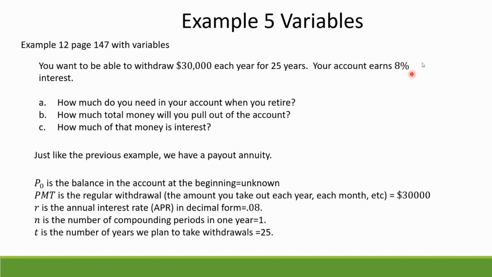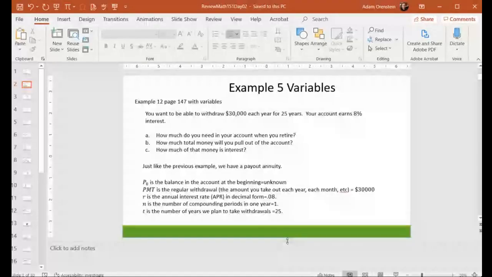The annual interest rate, right? Well, we have 8%. For the formulas, you have to convert it to a decimal, like this, 0.08. That's what you have to convert it to. And what's the number of compounding periods? Wait, someone have a question?